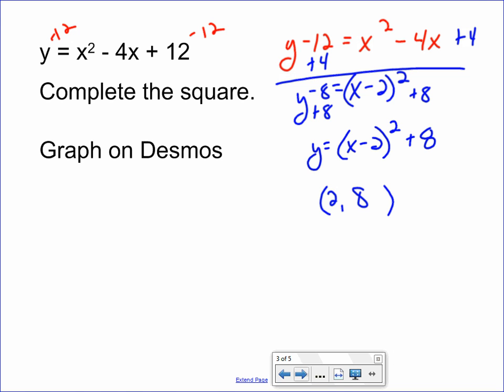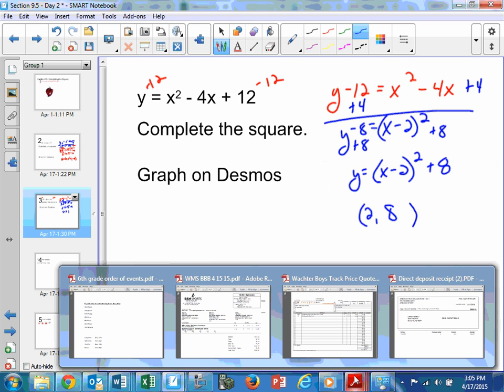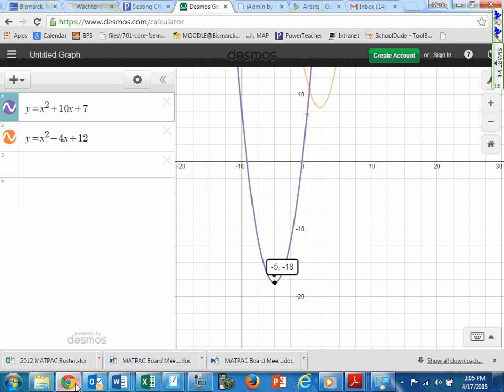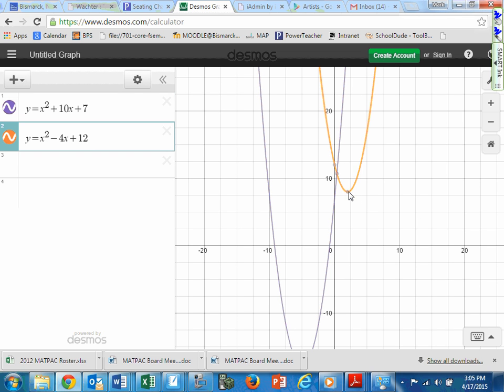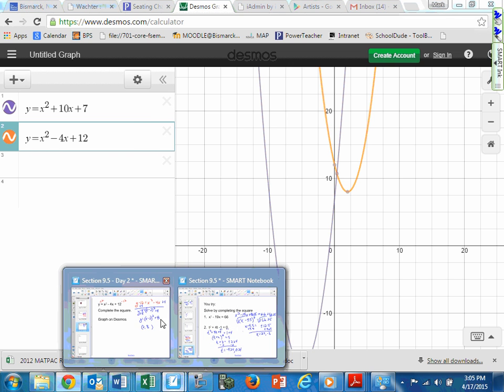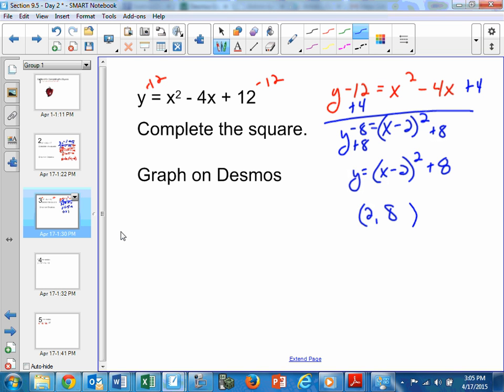Now if we went to Desmos and graphed that one, and I do have that one graphed, that's this second graph up top here, the yellow one. If I were to click on that vertex, we can see that we do get 2, 8. So this completing the square becomes very important when we're graphing as well.